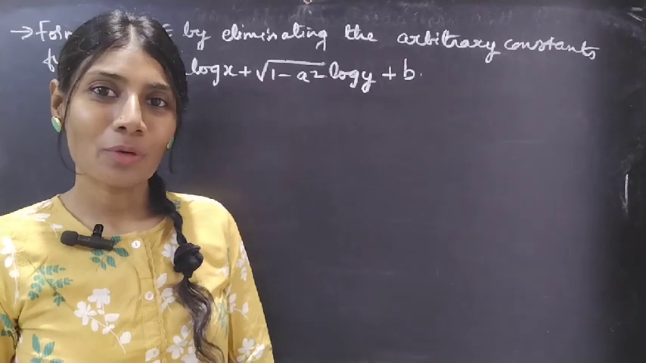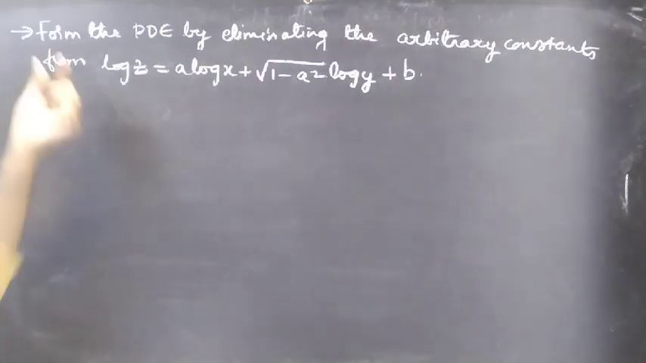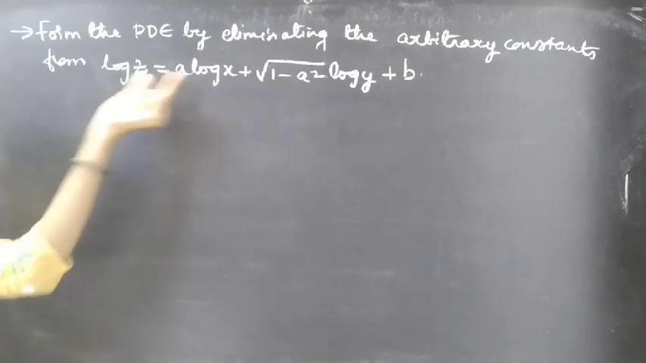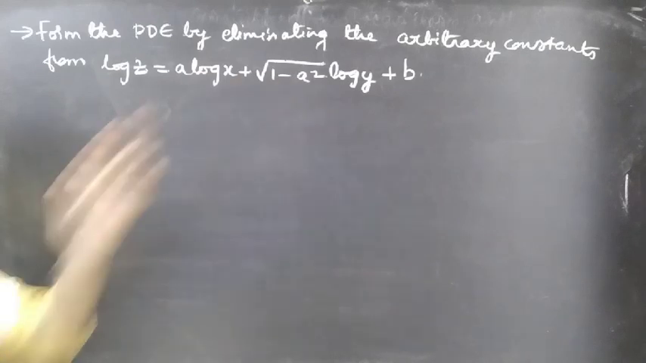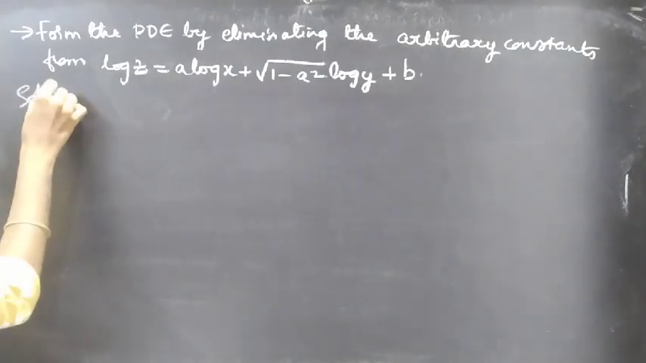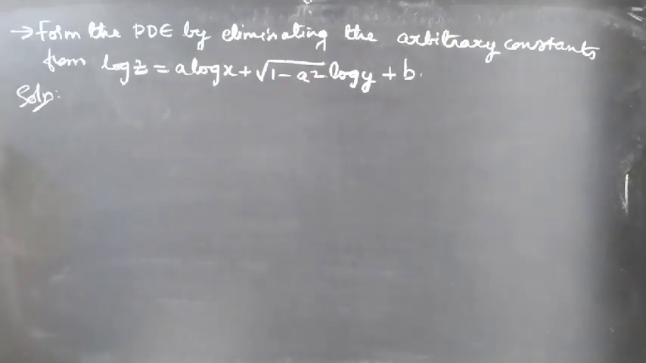In this video, we're going to see a problem from partial differential equations. So let's get going. Problem: form the partial differential equation by eliminating the arbitrary constants from log z equal to a log x plus square root of 1 minus a square log y plus b. So we are given an equation which contains arbitrary constants a and b, and we are asked to eliminate a and b and form the partial differential equation from the given equation.